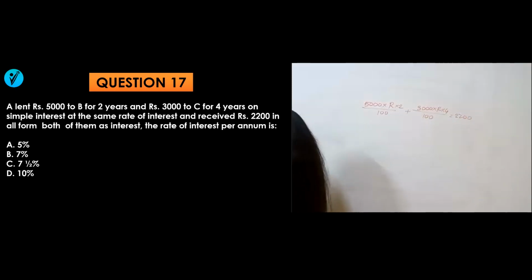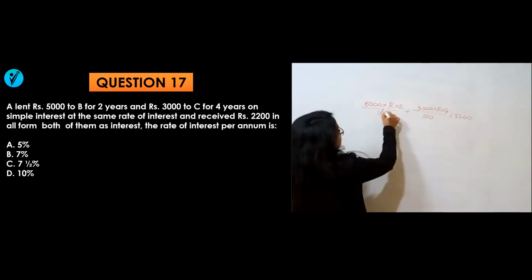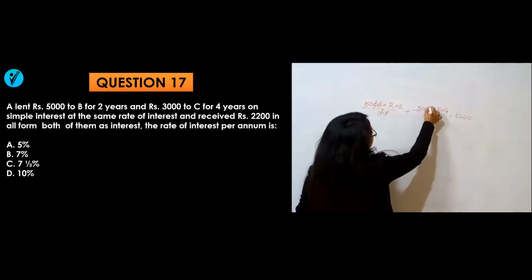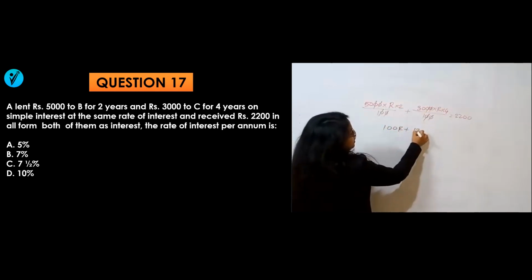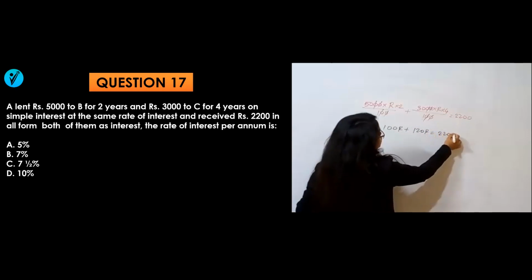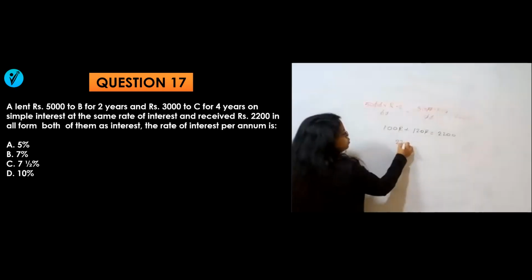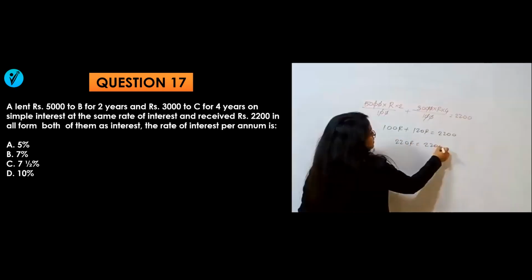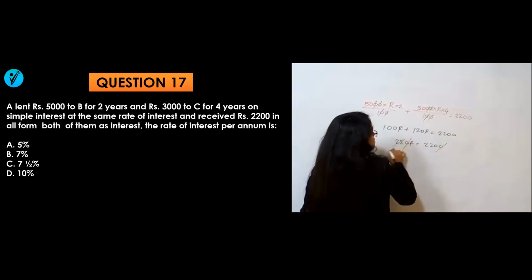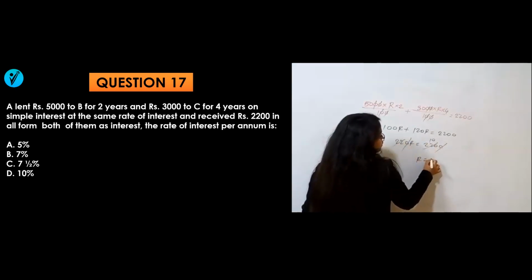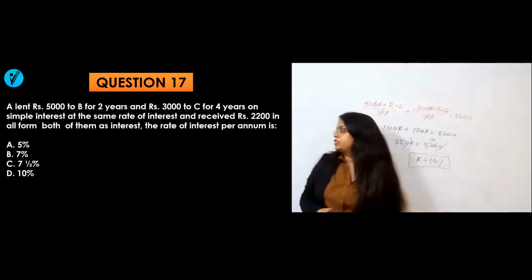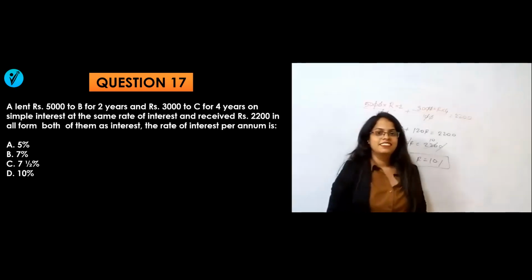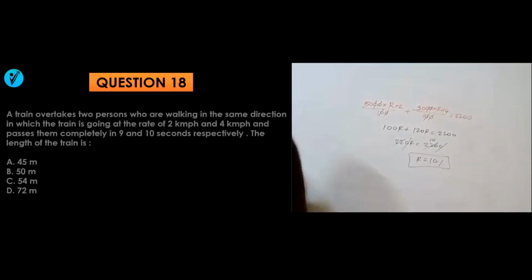So how will you solve it now? If you see, double zero cancel, double zero cancel. 5 twos are 100 R plus 3 fours are 120 R is equal to 2200. This will be 220 R is equal to 2200. So you can say double zero cancel, this will be 10 times. So R will be equal to 10%. That's it. Answer will be option number B. Easy. Now let's go for the next question.